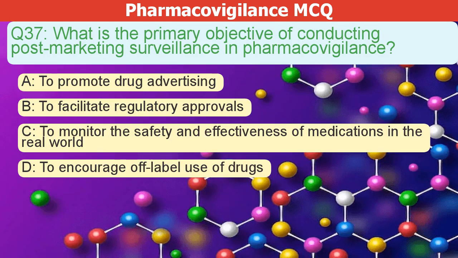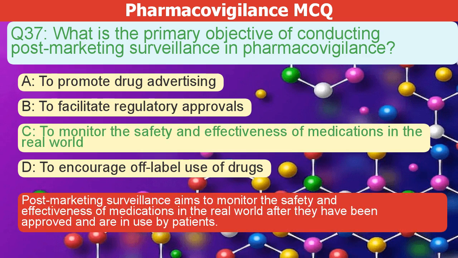What is the primary objective of post-marketing surveillance in pharmacovigilance? A. To promote drug advertising. B. To facilitate regulatory approvals. C. To monitor the safety and effectiveness of medications in the real world. D. To encourage off-label use of drugs. The correct answer is C. Post-marketing surveillance aims to monitor the safety and effectiveness of medications in the real world after they've been approved and are in use by patients.